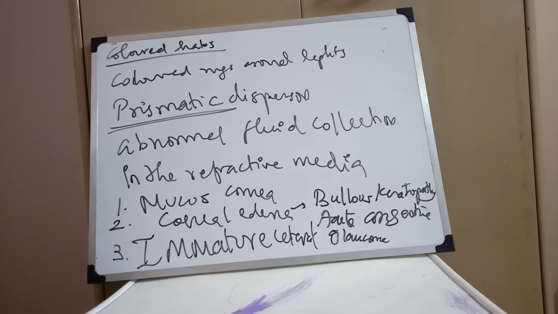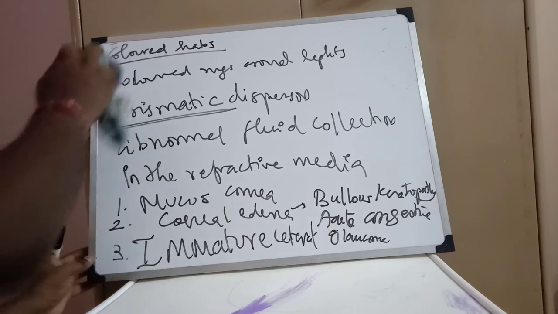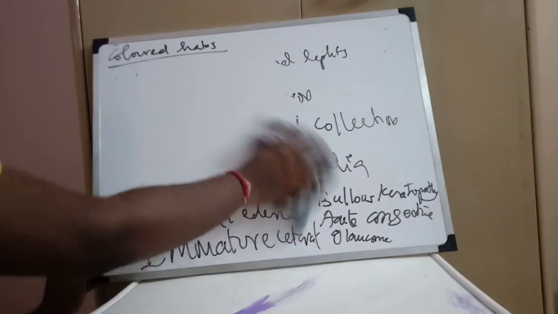So how do you differentiate? One important point to note here is how you are going to differentiate between the 3 different causes of colored halos. Is it going to be occurring due to mucus deposition, or is it going to be occurring due to some intrinsic problem of the pathology of the cornea, or is it going to be due to immature cataract?